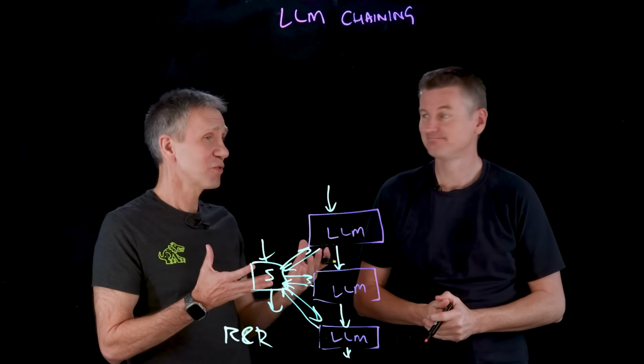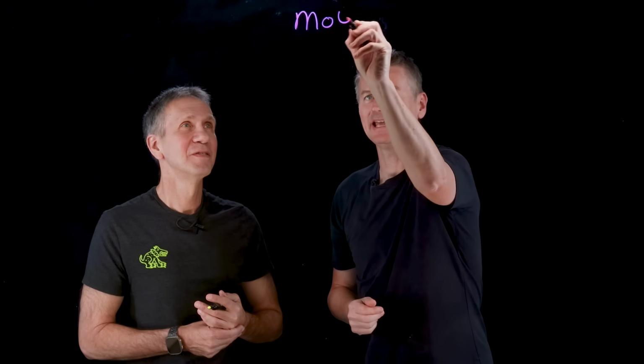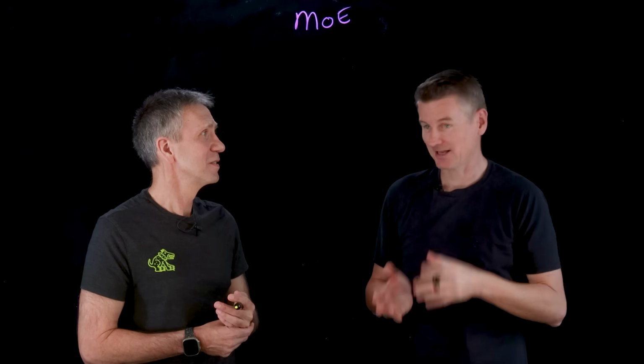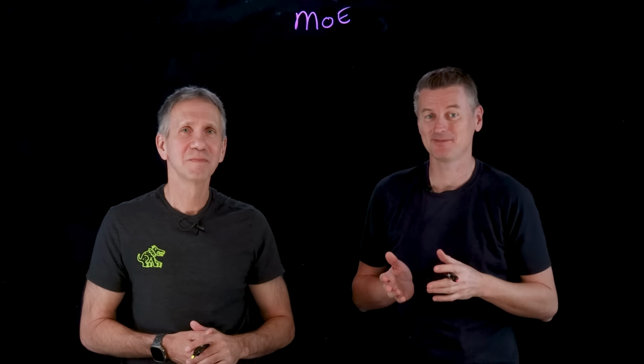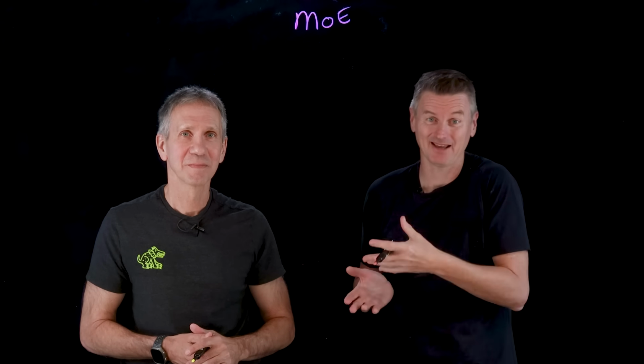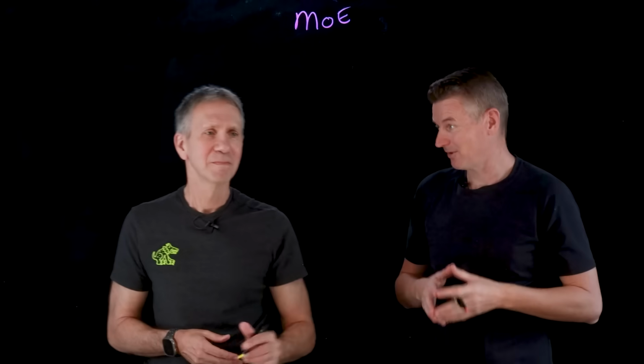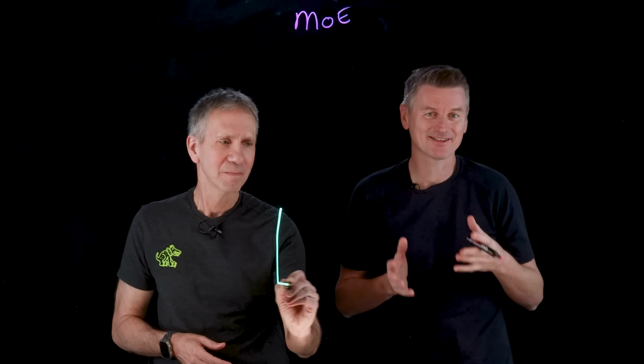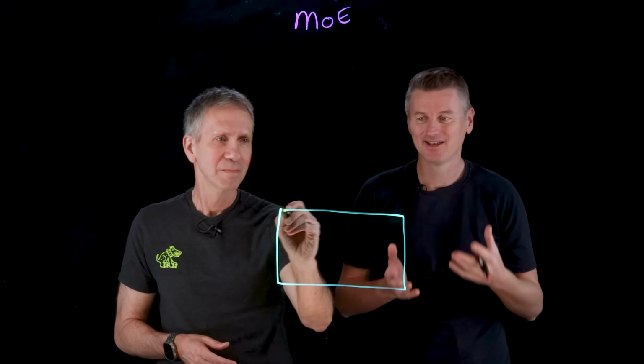Okay, any other ideas for improving AI accuracy? Yeah, I've got another one. MOE, that's mixture of experts. Now, this improves model accuracy by gathering together multiple opinions, a bit like LLM chaining. But this time, rather than using multiple LLM models, a mixture of experts is made up of a specialized set of sub-models. And each sub-model is considered an expert in a given specialization.